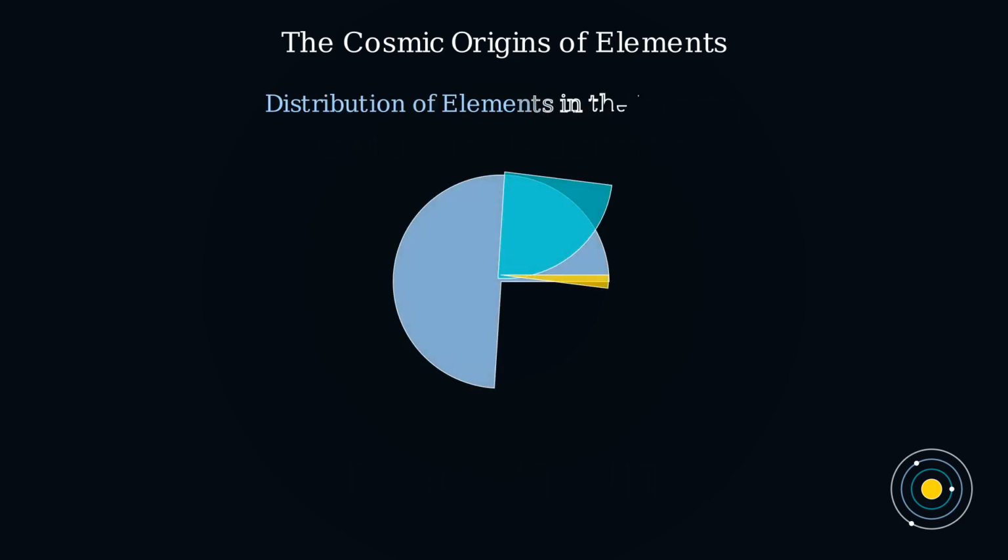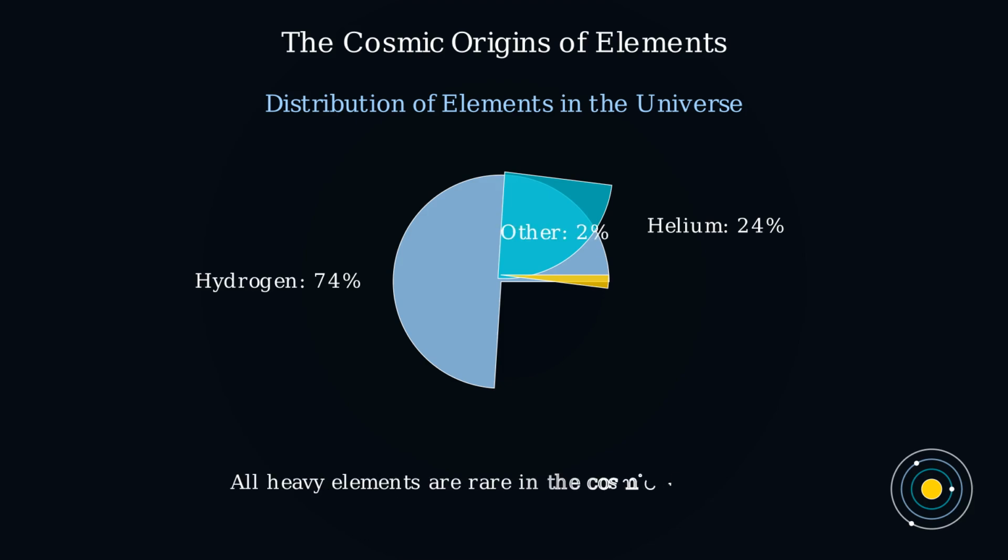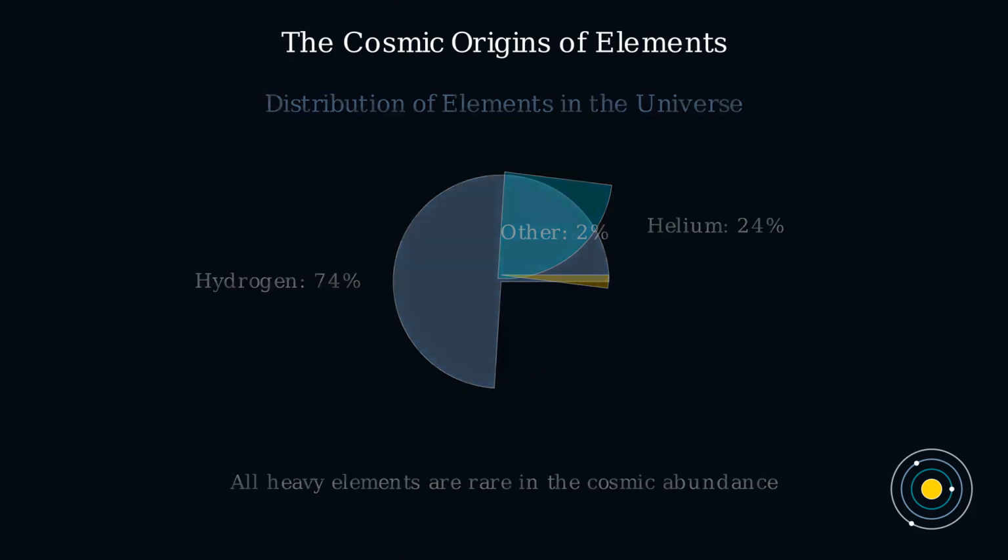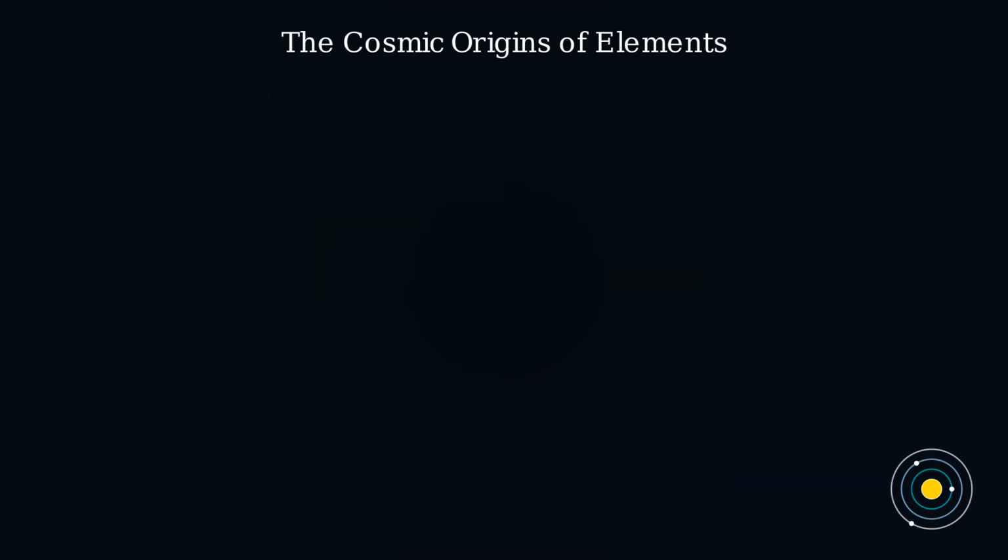Looking at the distribution of elements across the universe, we find a striking imbalance. Hydrogen, the original element, still dominates at 74% of all visible matter. Helium remains the second most abundant at 24%. All other elements, everything from lithium to uranium, together make up a mere 2% of the visible universe. This cosmic origin story helps us understand why some elements are common and others are rare, both in the universe and on Earth.